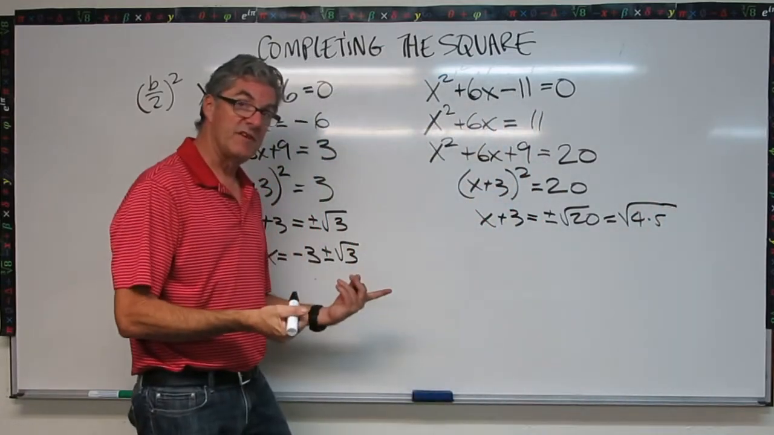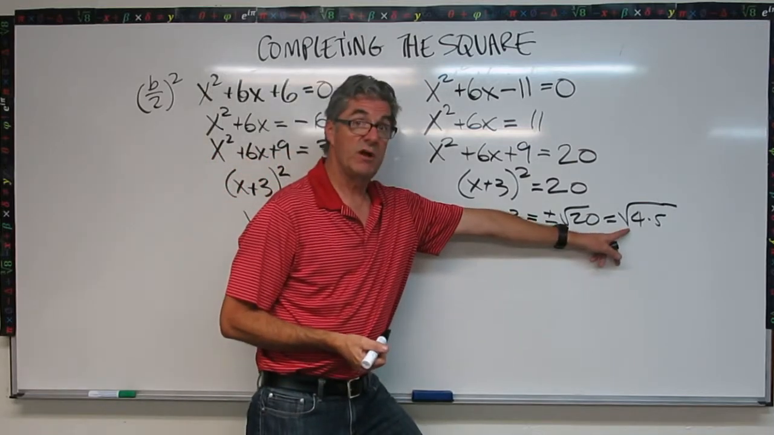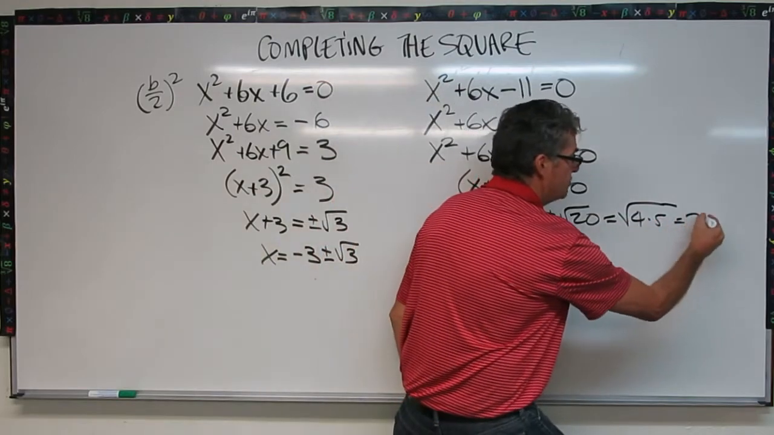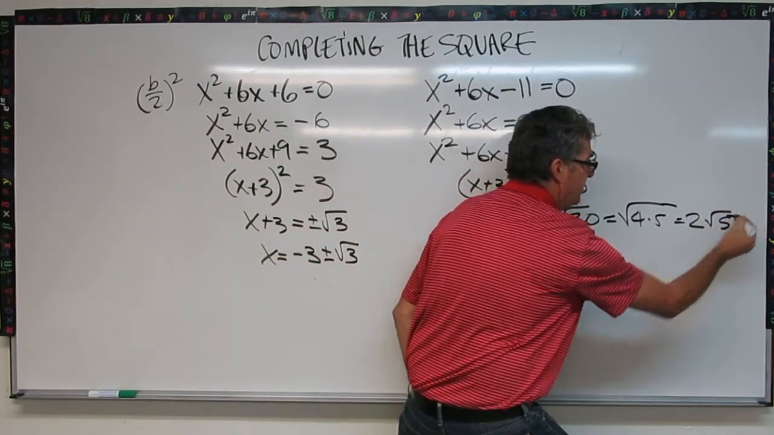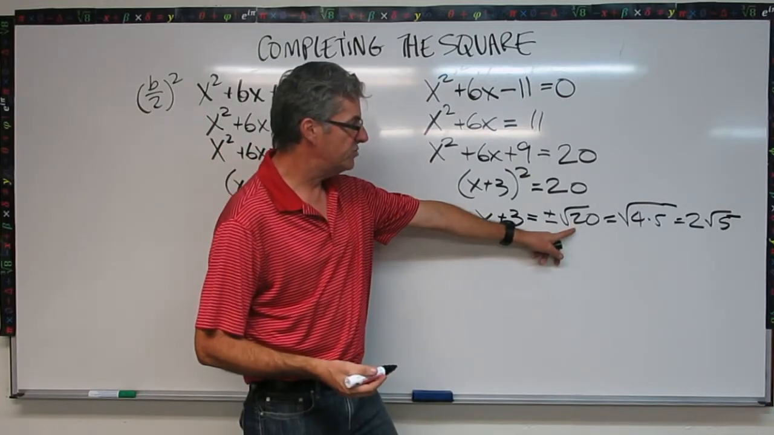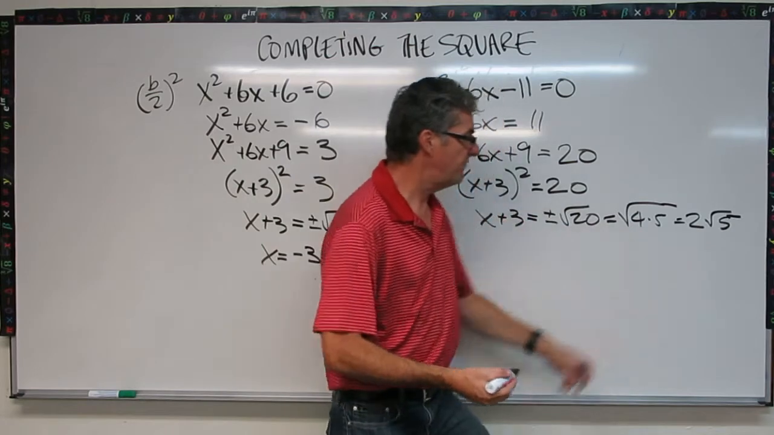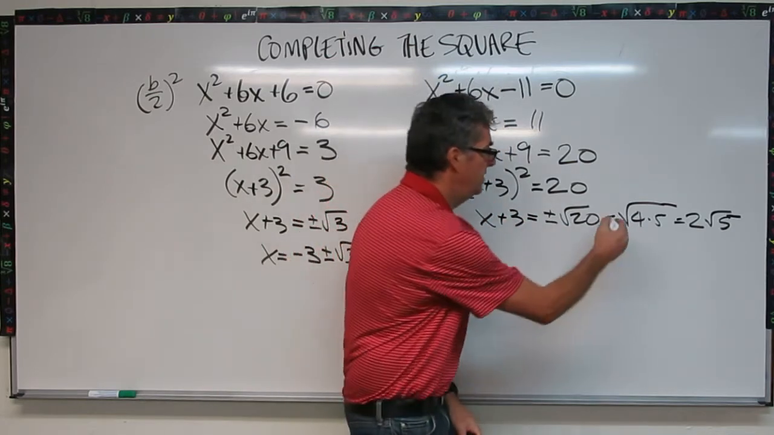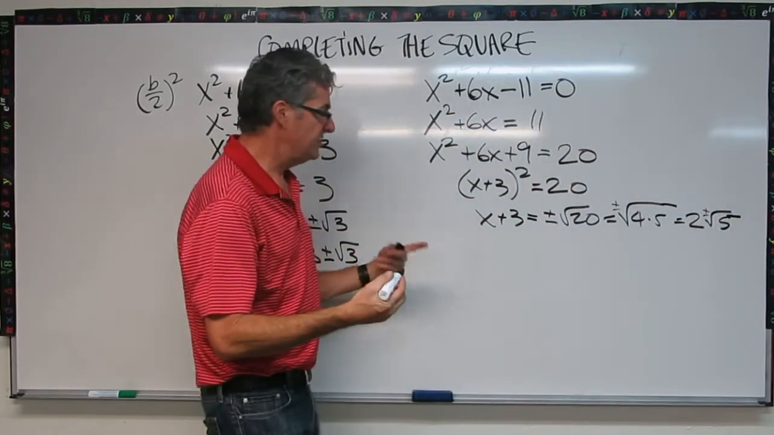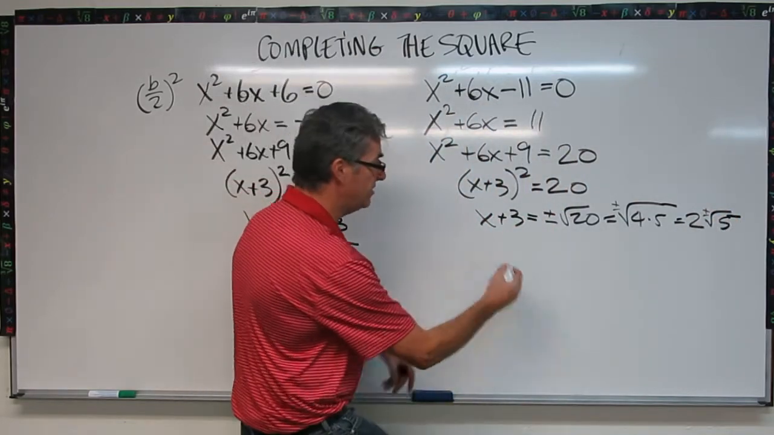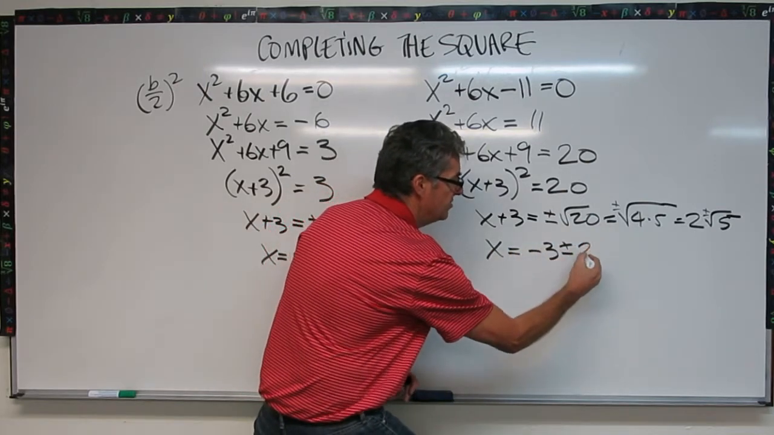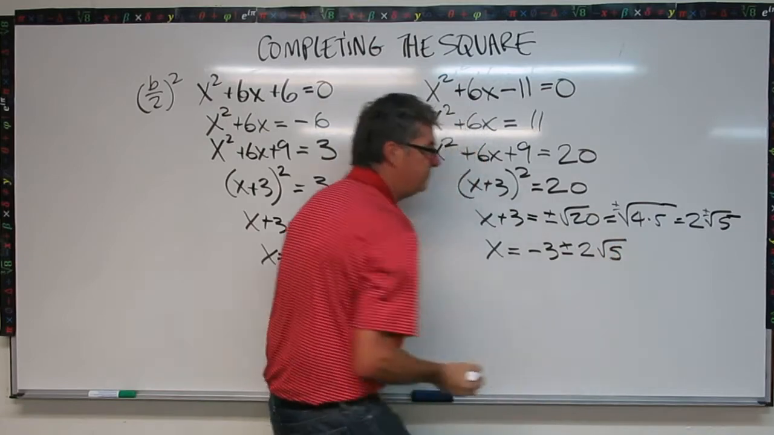Now 4 is a perfect square, so it can come out of the square root sign as its square root. So that becomes a 2, and we write 2 root 5. So what this is showing us is that x plus 3 equals plus or minus the square root of 20, which is 4 times 5, which is 2 root 5. What did I miss? I should have a plus minus in front of all of these. Okay, let's finish her up. I'm going to subtract 3 from both sides, so x equals negative 3 plus minus 2 root 5.